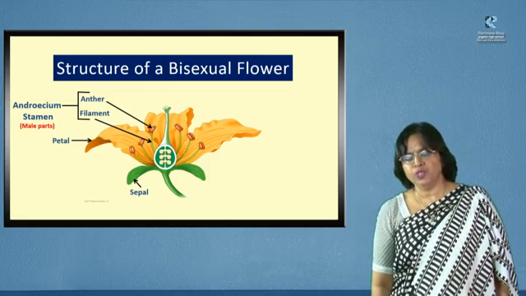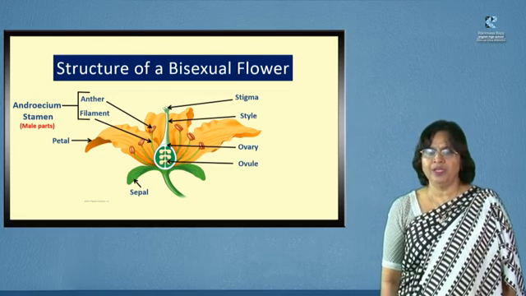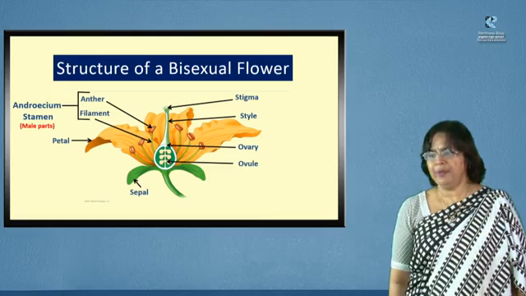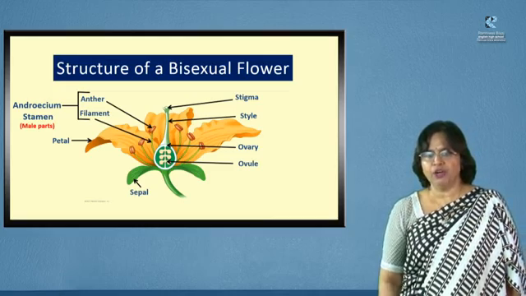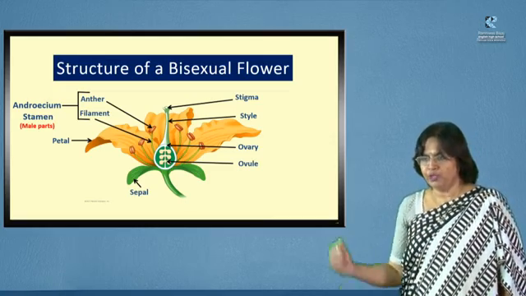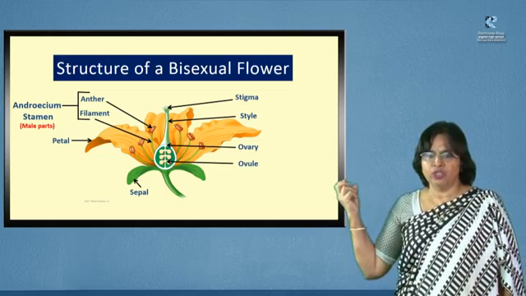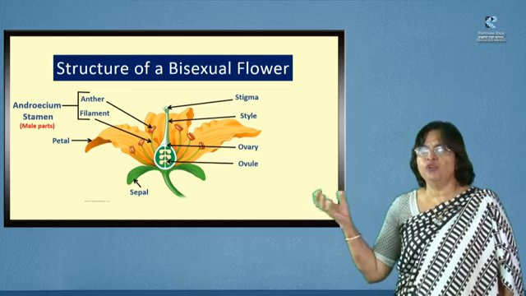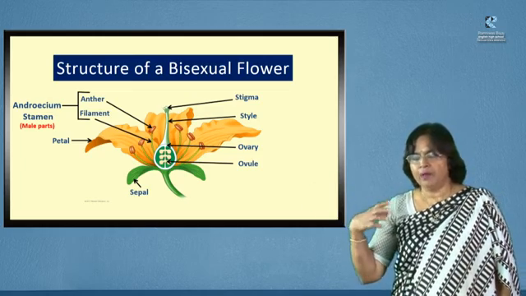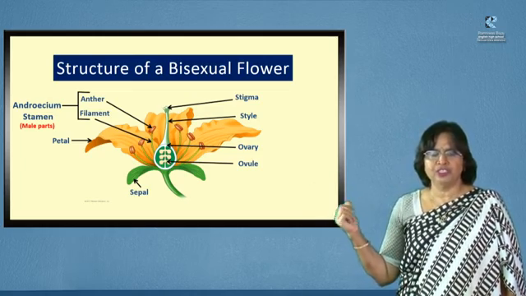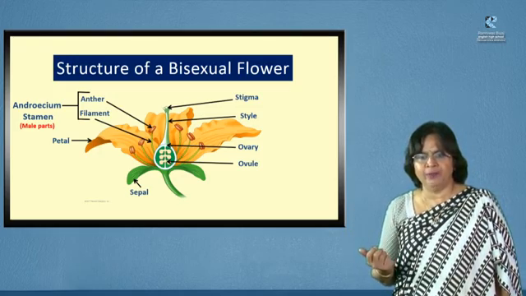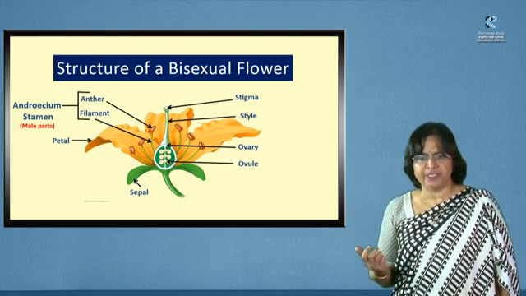The innermost whorl is the most important whorl of the flower, the female whorl of the flower, consisting of the ovary at the base. You will see right at the base a globular structure in the center, that is called the ovary. Inside the ovary are the ovules. There are about 6 to 8 ovules shown whenever you draw a diagram of that kind. There are many ovules in it.